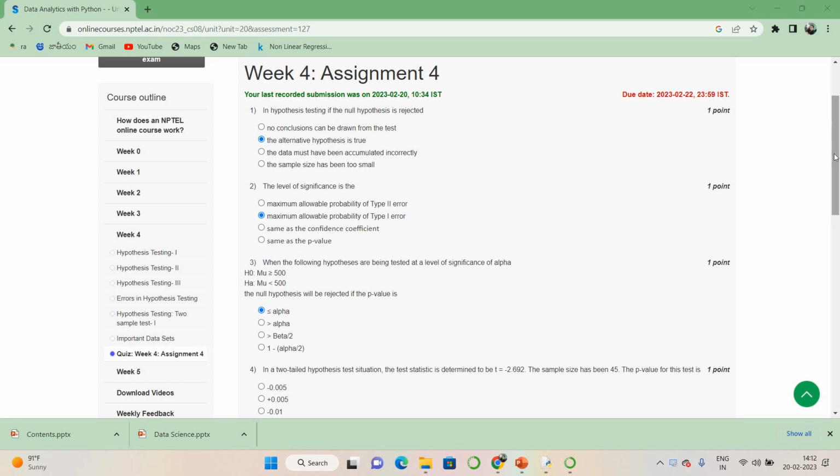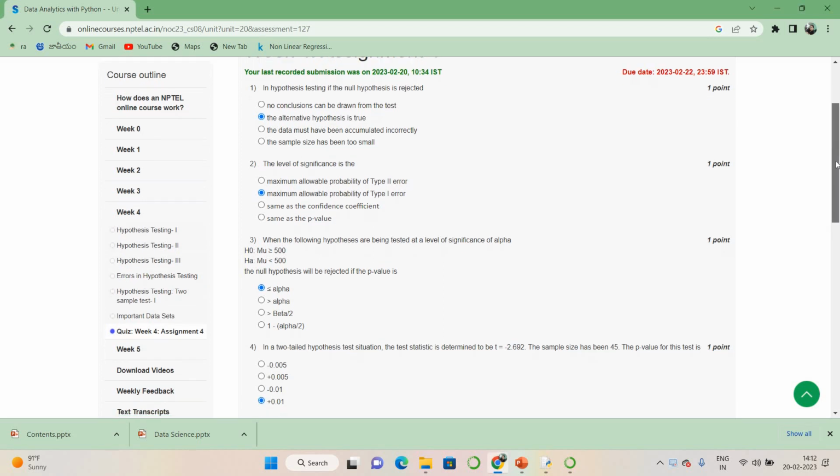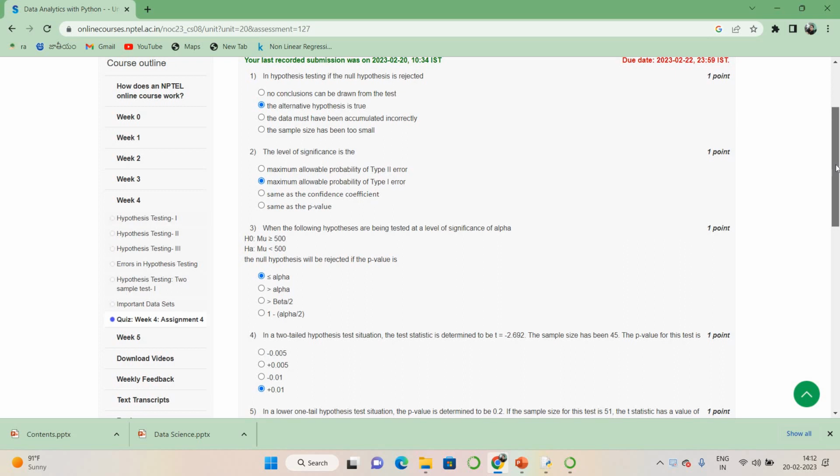In question number 1, in hypothesis testing, if the null hypothesis is rejected, the alternate hypothesis will be true. So the answer is option B. The second one: the level of significance is the maximum allowable probability of type 1 error. B is the correct answer for this.